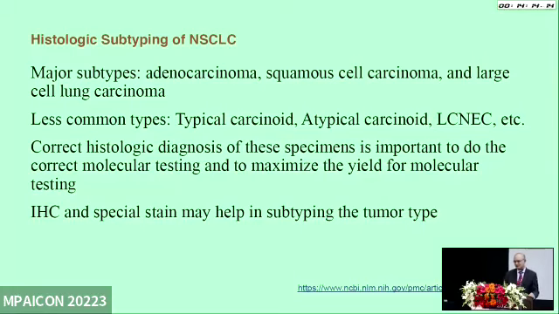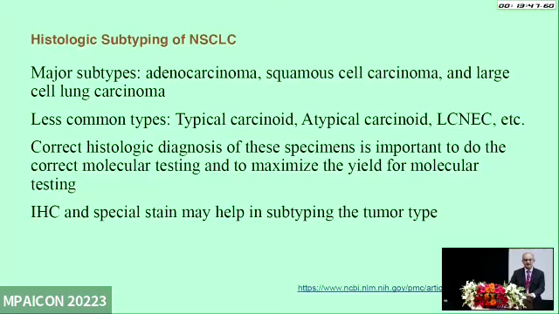And then the treatment was decided. But now we know that we've come a long distance, and it is very different now. So the major subtypes: adenocarcinoma is the commonest type, followed by squamous cell and large cell lung carcinoma. Less common types are typical carcinoid, atypical, large cell neuroendocrine, and small cell. Correct histological typing is very, very important. That is the basis of all disease management.